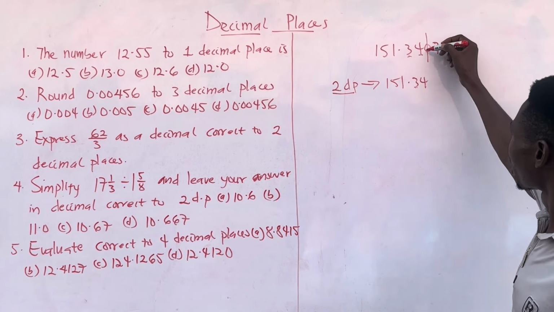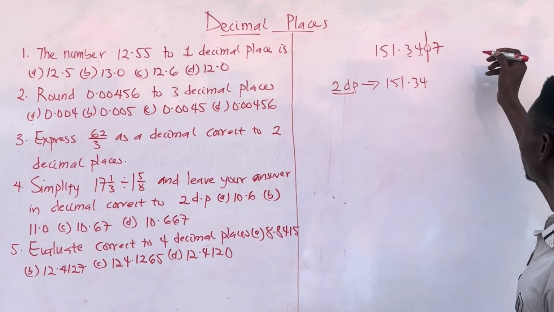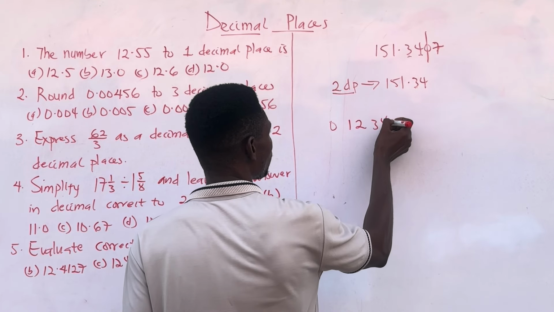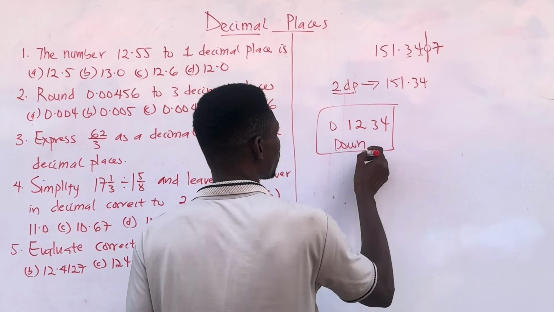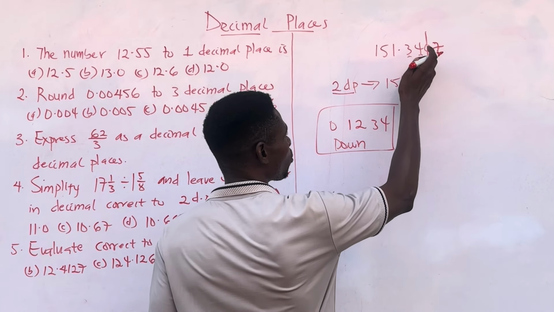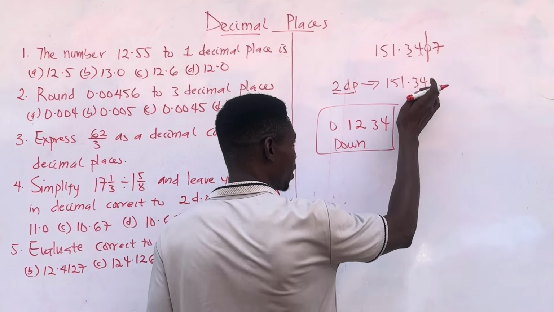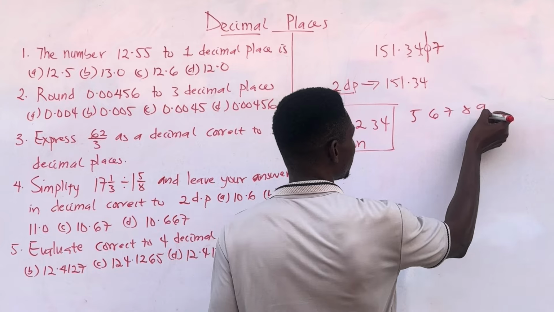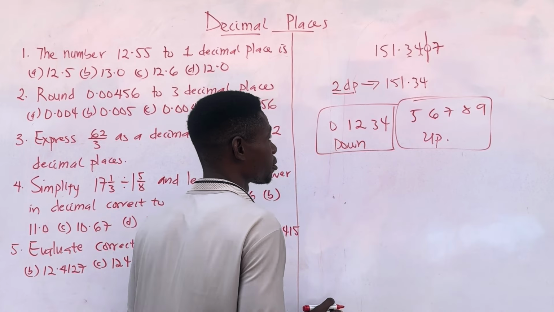And the next number after it is a round down number. Okay, let me re-explain. Numbers 0, 1, 2, 3, and 4, we round these numbers down. So if the number after your stopping point is a round down number, you just write your number like that. Now numbers 5, 6, 7, 8, and 9, these are round up numbers.